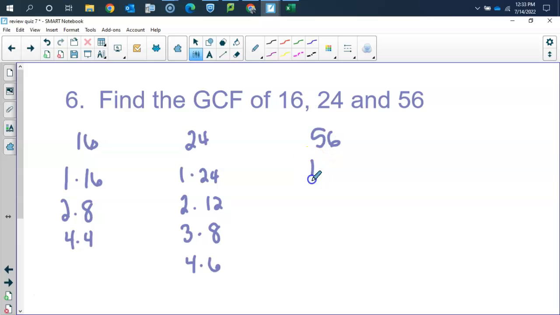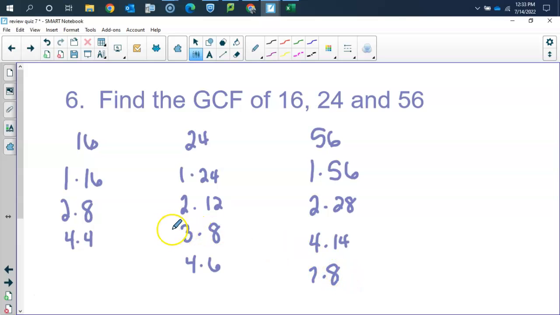Factors of 56. 1 and 56, 2 and 28. 3 does not divide in. How do I know? Because 5 plus 6 is 11. That's not divisible by 3. 4 goes into 28 7 times. 7 times 2 is 14, so 4 and 14. 5 does not divide in because it doesn't end in 0 or 5. 6 is not a factor of any of these numbers. 7 is. 7 times 8 is 56. I have 8, so I know I have all my factors listed.